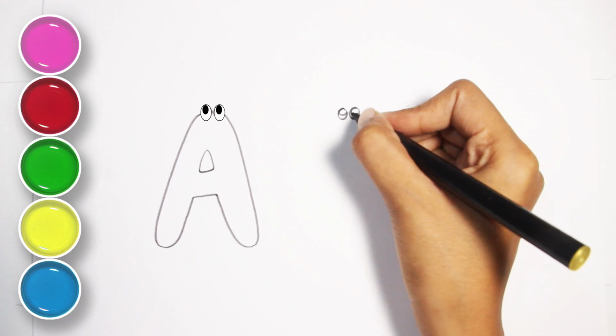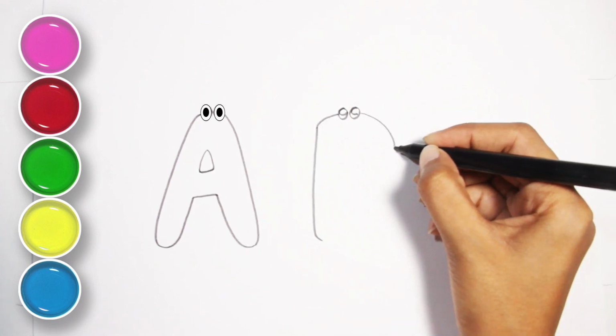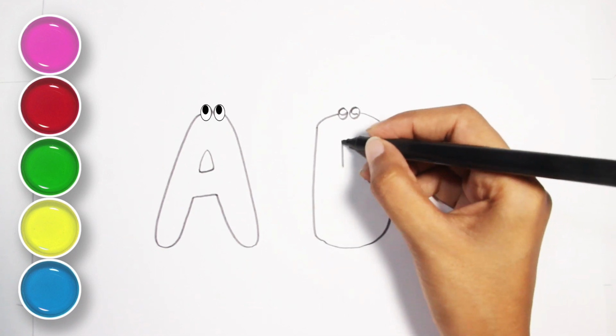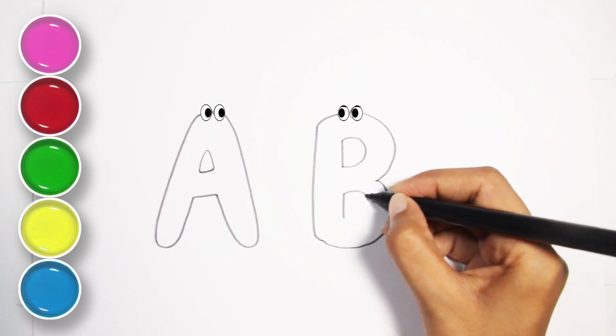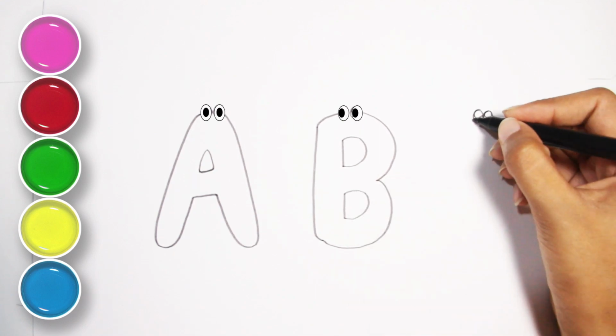Now let's draw letter B for banana. Now let's draw letter C for car.